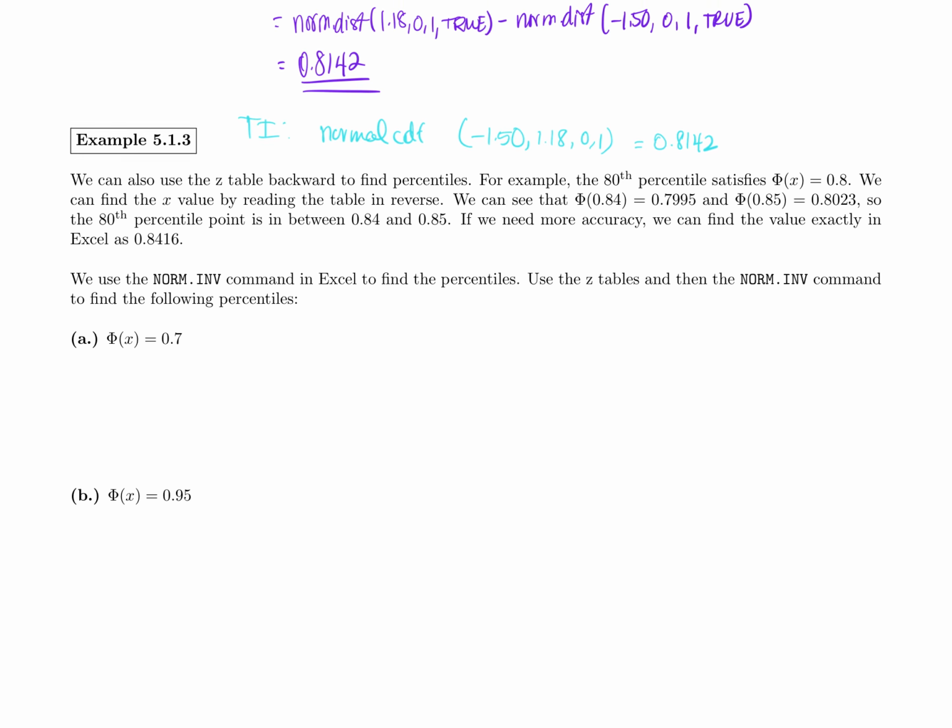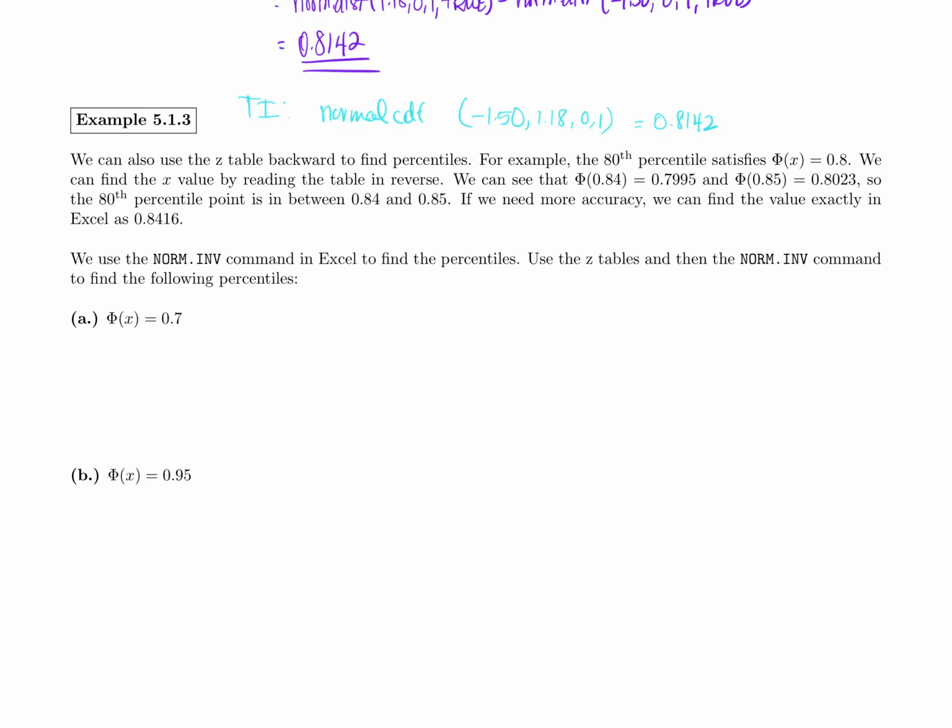All right, let's try another one. We can use our z tables, or we can use Excel to help us go backwards to find percentiles. So, for example, the 80th percentile is where big Phi of x is equal to 0.8. We learned this with median, where we set our CDF equal to 0.5. We called it capital F then because we didn't have a specific distribution. And we also did it for IQR, where we set it equal to 0.75 and 0.25. So now we're just going to set it to a specific percentile that we're looking at.